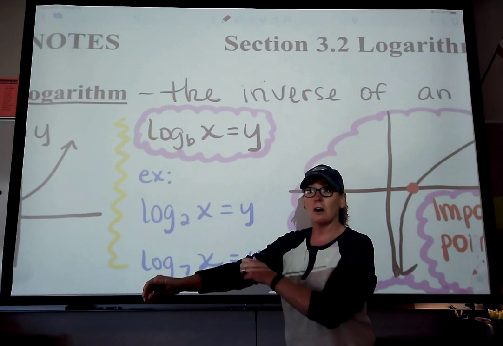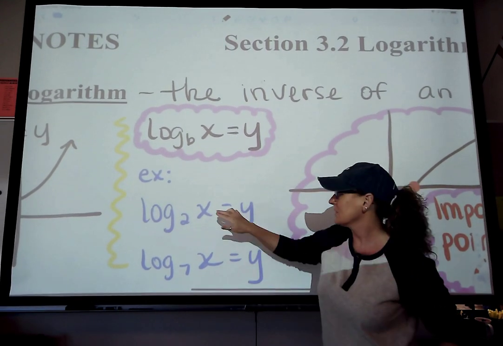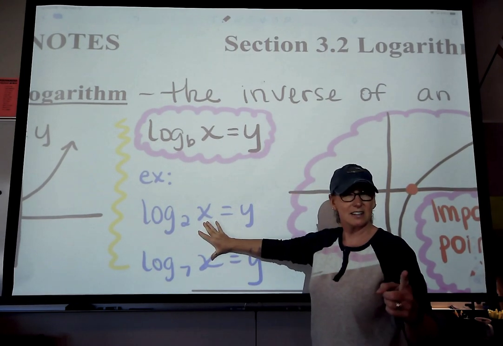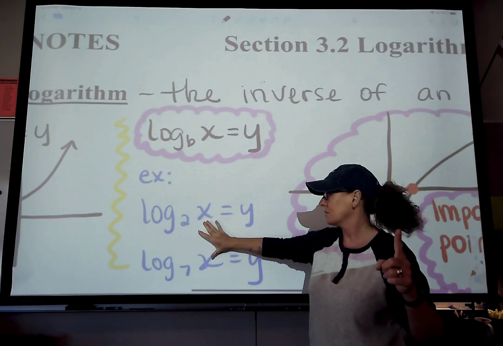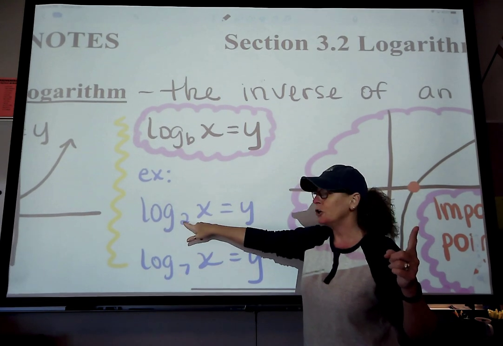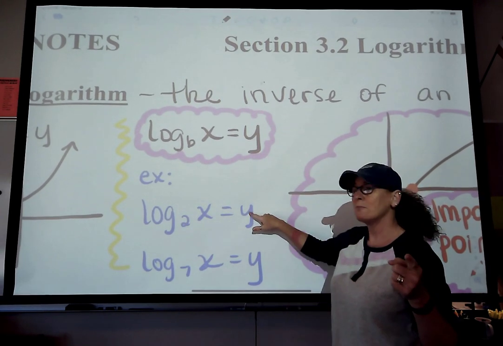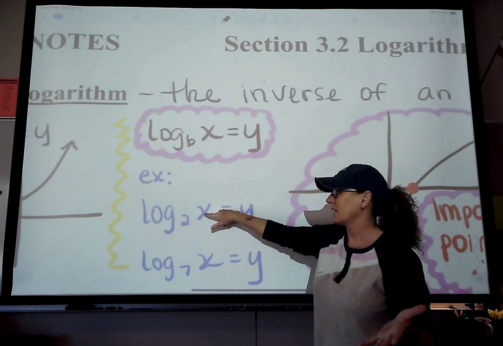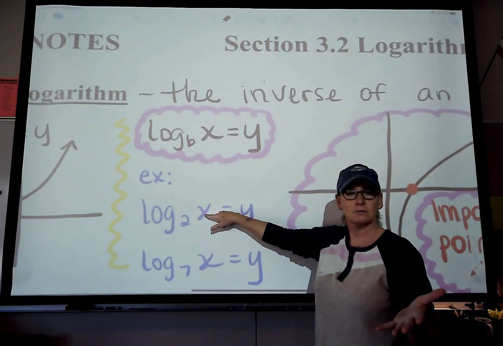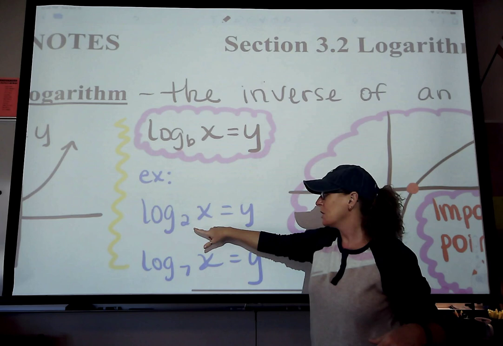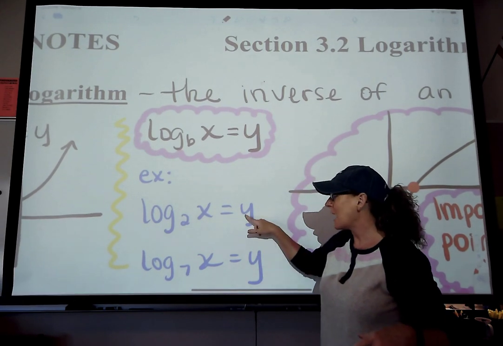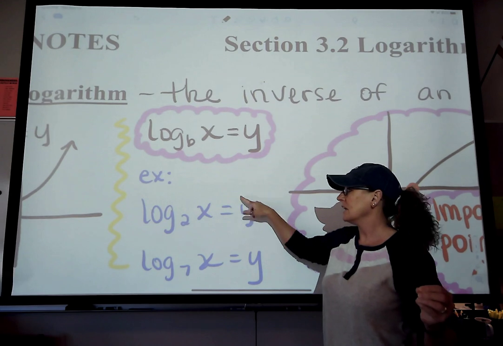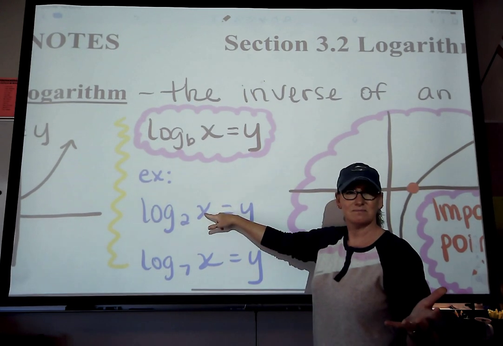You can only do a logarithm if what you're taking the log of is positive. Why is that? Watch. Ready? 2 to what power could give me an answer of a negative? Let me say it one more time. 2 to the power of what could result in a negative answer? Nothing.